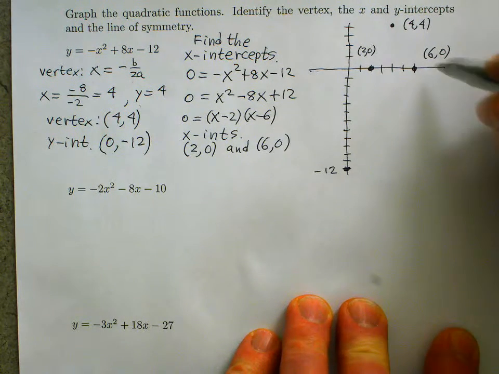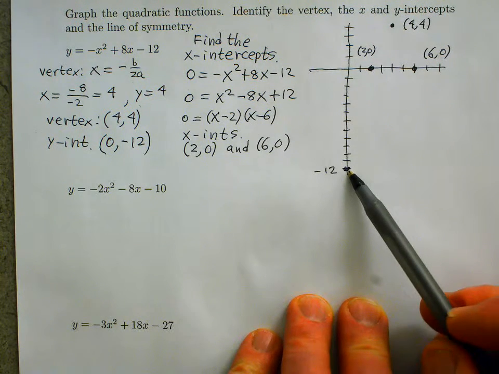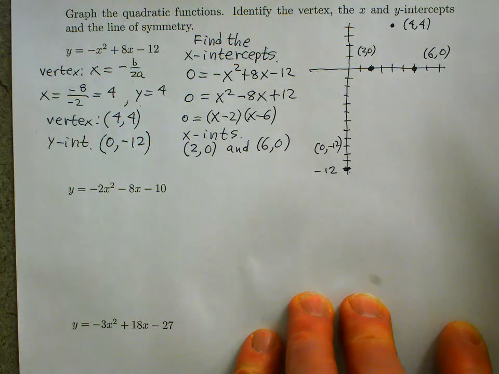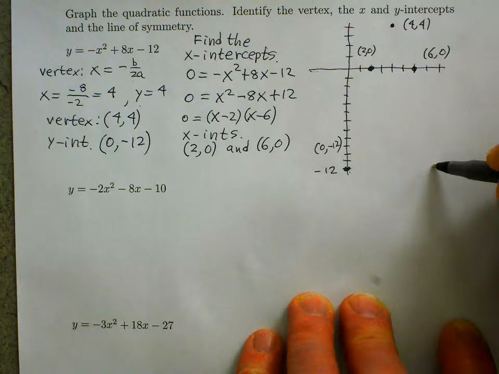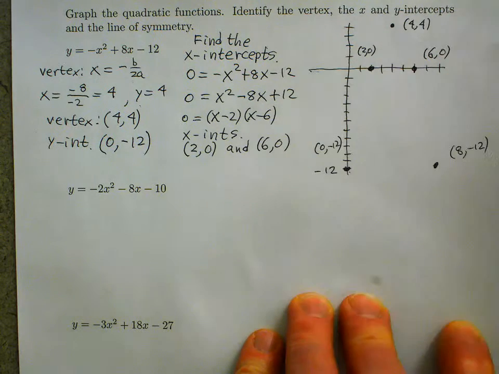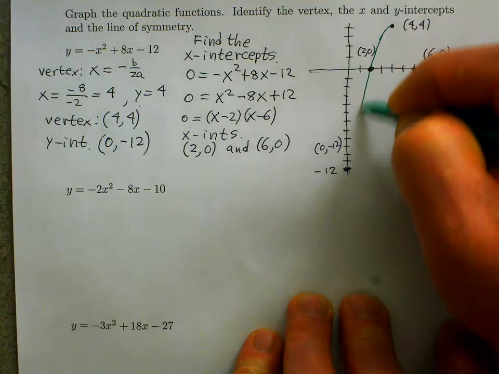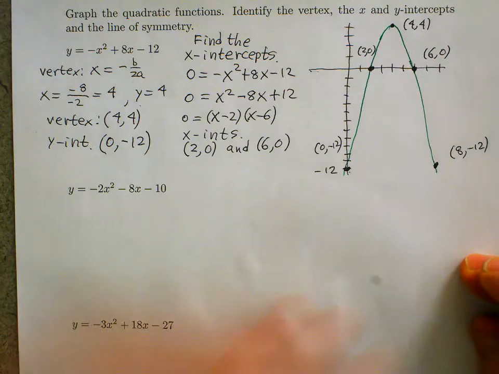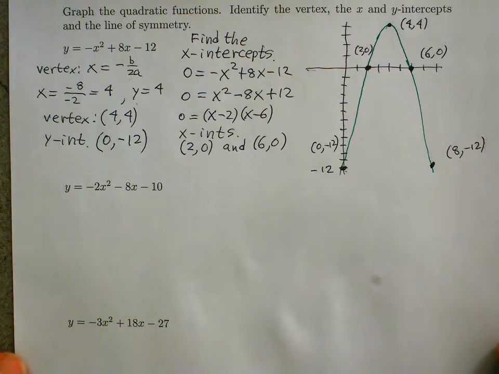So by symmetry, we can find the point on the graph that is symmetric to the y-intercept, 0, negative 12. So that will be the ordered pair 8, negative 12. So there's the parabola, roughly. Okay, take a minute or two to work on the next one.